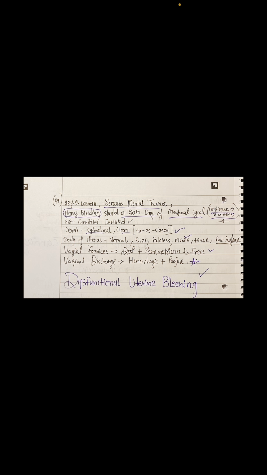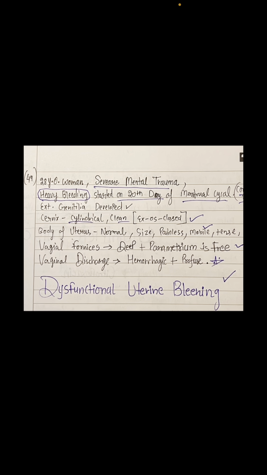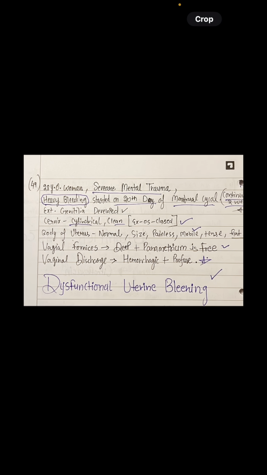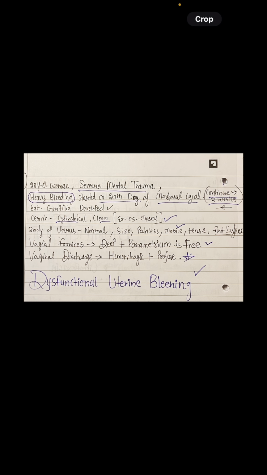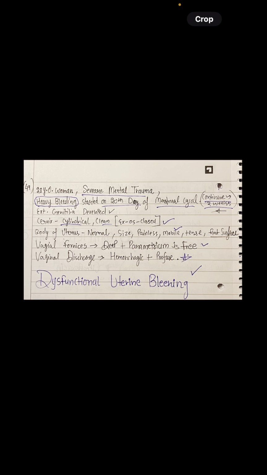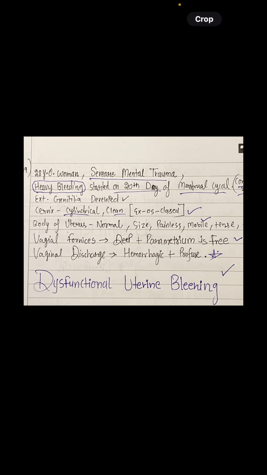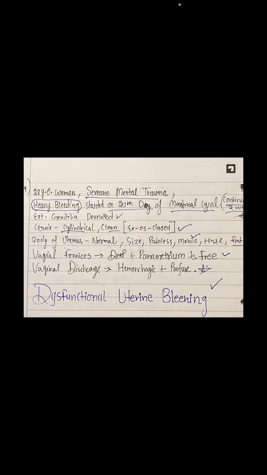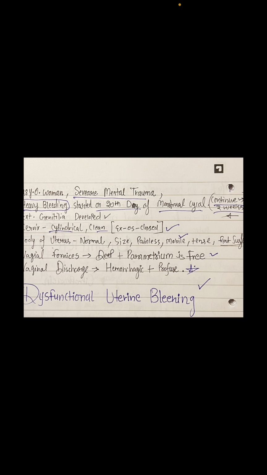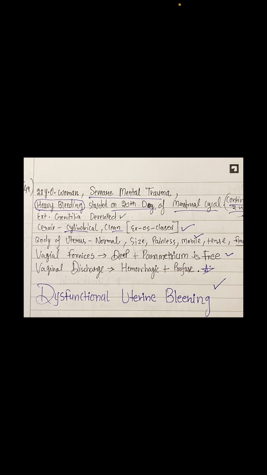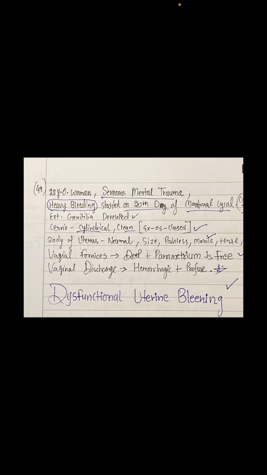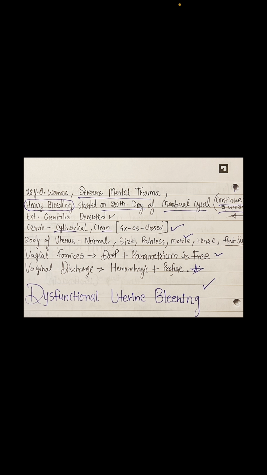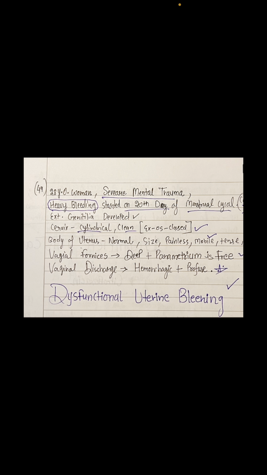Let's go next. Next is a 28-year-old woman who complains about severe mental trauma. So heavy bleeding started on the 20th day of the menstrual cycle, continuing 2 weeks. External genitalia developed, cervix is cylindrical, clean, which is fine. Body of the uterus is normal in size, painless, mobile, with a flat surface. Uterus is okay. Vaginal fornices are deep, parametria is free, which is okay. Vaginal discharge is hemorrhagic plus profuse.